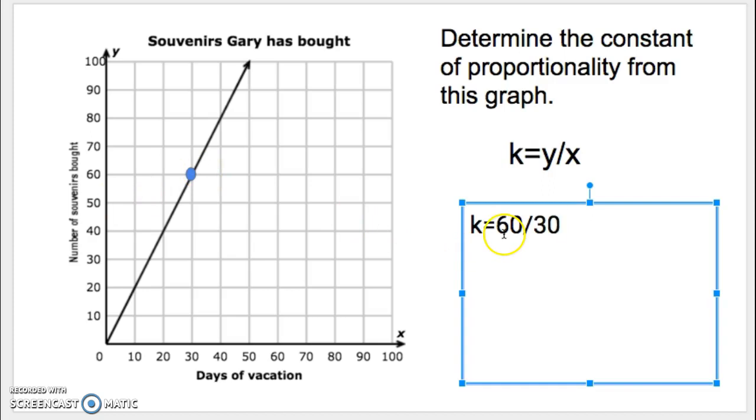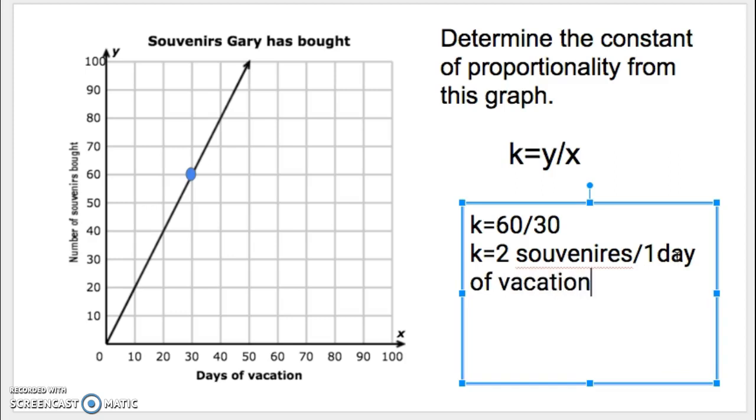Now I can simplify 60 divided by 30 a number of ways, but the easiest way: 30 goes into 60 twice. So if I simplify this, I get 2 divided by 1, which, like we said, is our constant of proportionality. Our second value has to be 1. So this represents 2 souvenirs per one day of vacation. So our constant of proportionality, or k, is equal to 2.